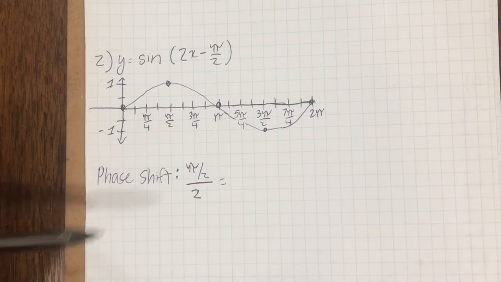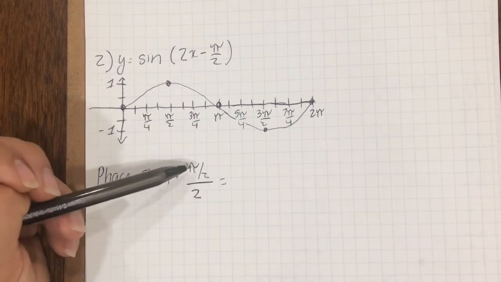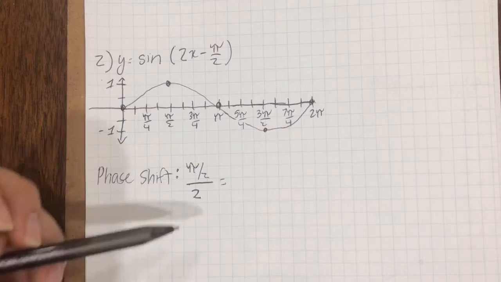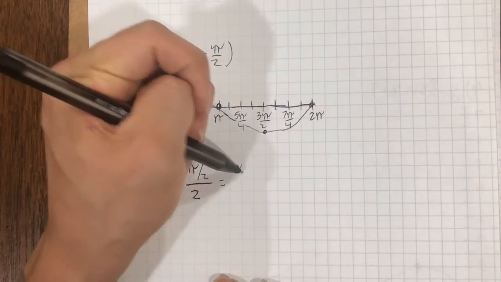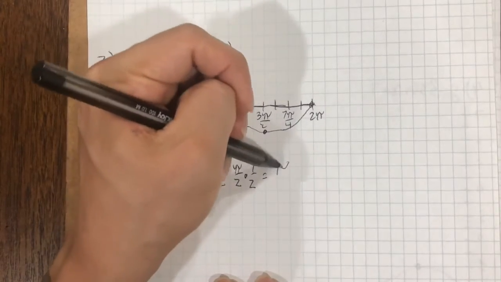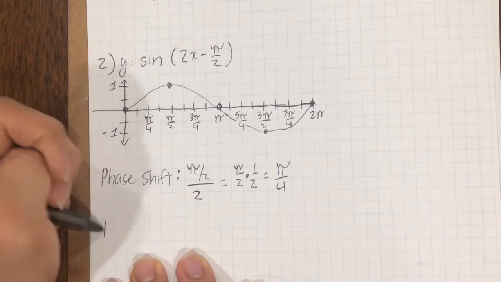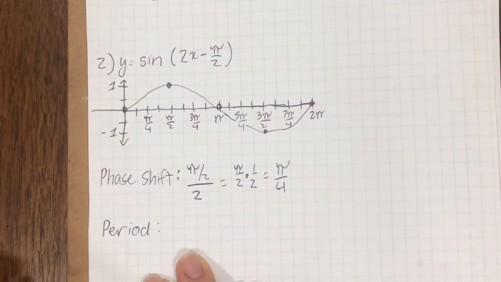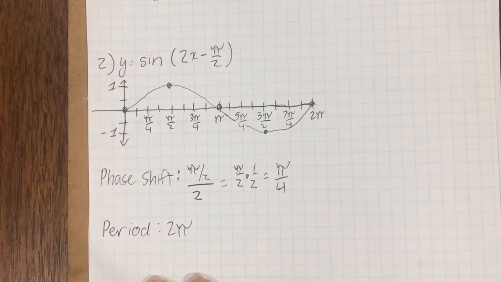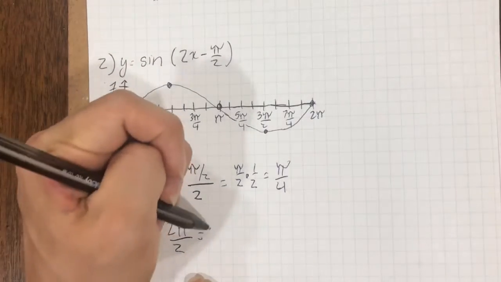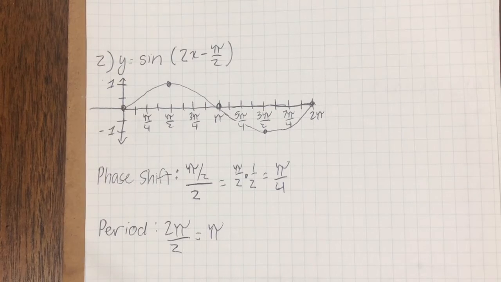So what I would do is the keep, change, flip technique. So I keep this first fraction, change the division into a multiplication, and then flip this number. So instead of it being 2, it's going to be 1/2. So I have pi over 2 times 1/2, and that's going to turn into pi over 4. So my phase shift is going to be pi over 4 either to the left or to the right. All right, so now let's figure out the period. Now with the period, I have 2 pi, and we divide that by the coefficient for x, which is 2. So I'm going to divide that by 2, and I end up with pi. So the period for this function would be pi.